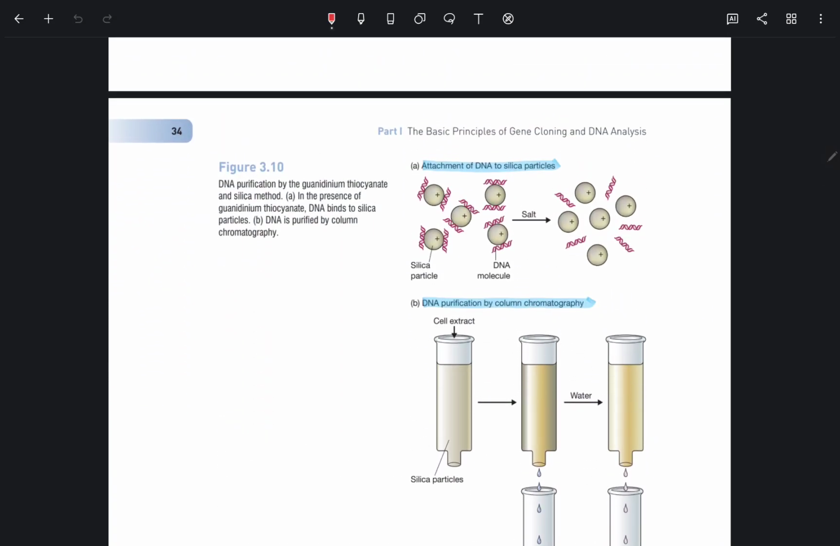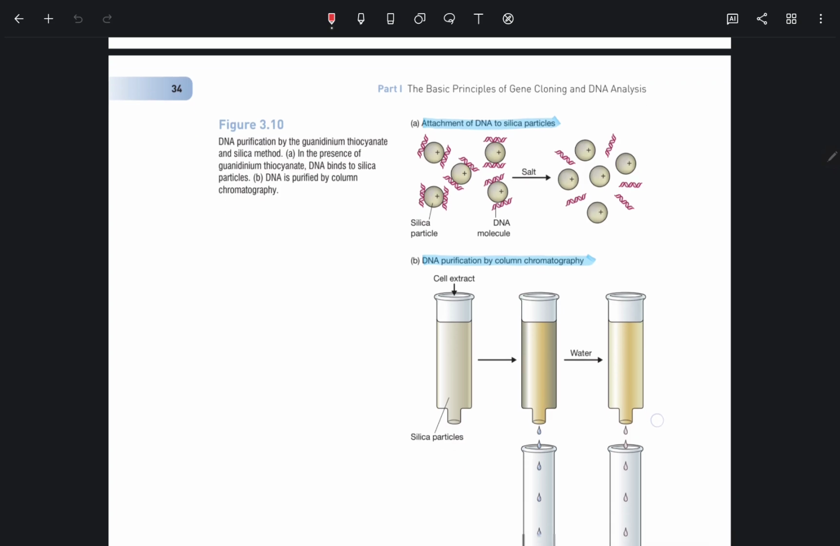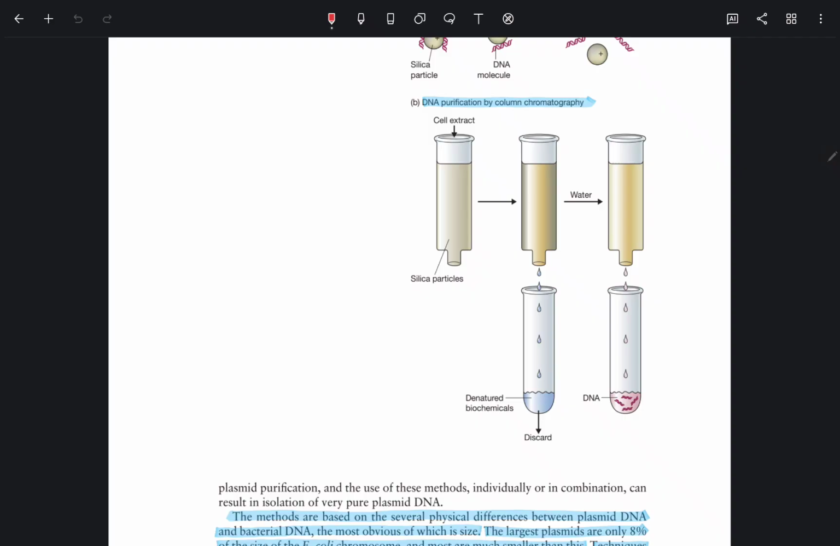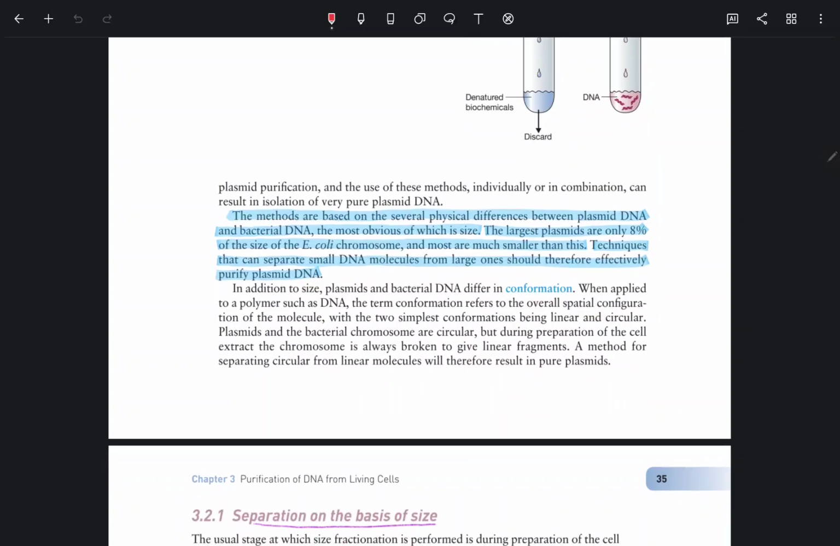So this structure showing attachment of DNA to silica particle. The silica particle and DNA molecule are attached, and going through a salt solution, it is separated. DNA purification by column chromatography. So after the chromatography, DNA denatured by chemicals is discarded.